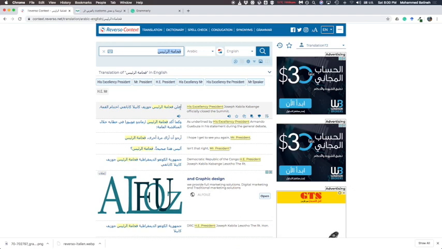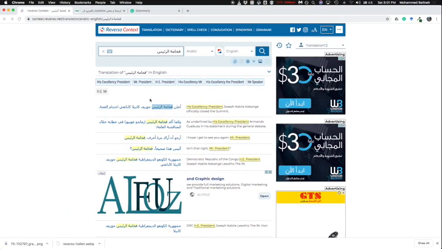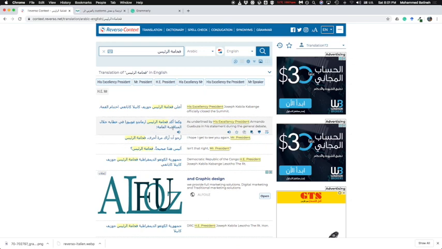For example, here we have أعلن فخامة الرئيس. It's the same exact word that we searched for. And in the English version, we have His Excellency President. As you can see, the context of this sentence is not similar to the one that we are working on. The فخامة الرئيس in here is taken from a speech where Morsi is addressing the president, and the president is there in the context. So I'll look for a similar context.